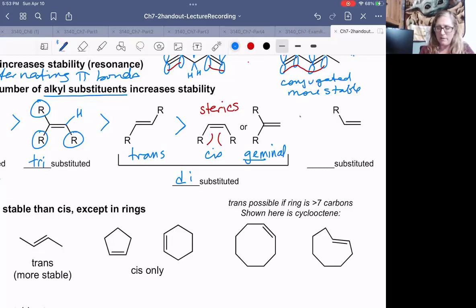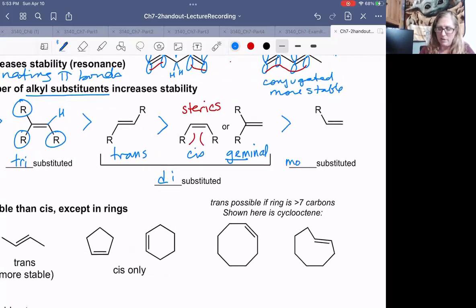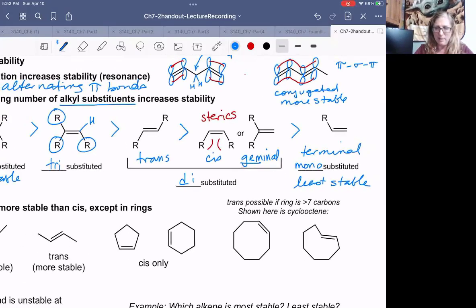And then finally, all of these are better than this last one, which we would just describe as a monosubstituted alkene. We could also describe it as a terminal alkene because it's at the end of a carbon chain, the terminus of a carbon chain. So a terminal alkene or a monosubstituted alkene is the least stable. As we're doing these elimination reactions, in many cases we're going to have choices on where to place the double bond in the product. And we'll see that if our goal is to form the more stable alkene, that always correlates to the more substituted alkene. Very good.